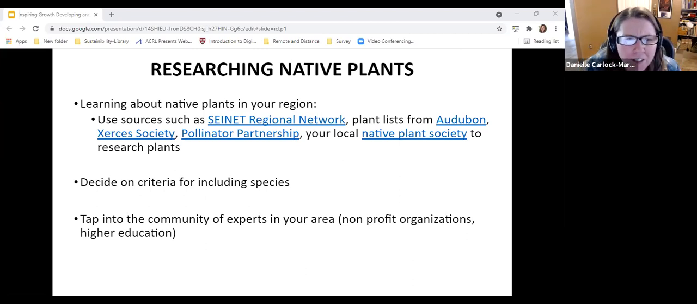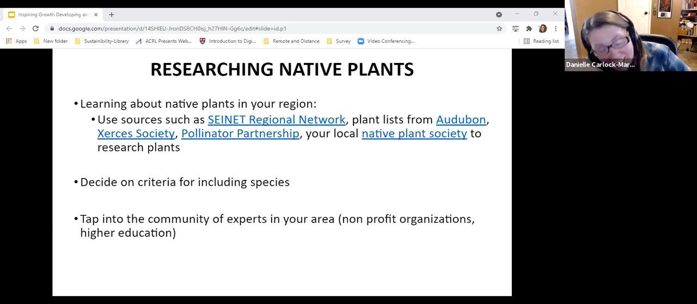Think about what your criteria might be for including species. What's going to be important to you might be different than what was important to me. It might be really based on what's going to be most easily available to obtain, or it might be a different emphasis entirely than what I've looked at. I can't think of all the different regions and what you might want to focus on, but think about what criteria is meaningful. I'll also talk about how you can get involved with different organizations that can help provide a lot of that information.